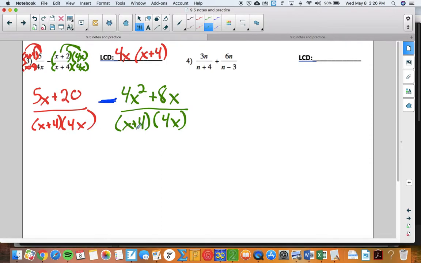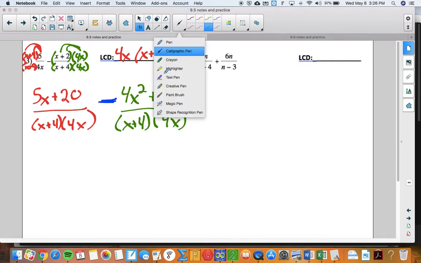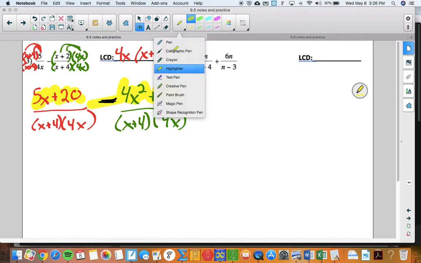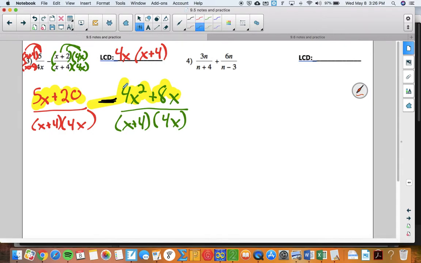Now that I have a common denominator, I can subtract the numerators. I can take 5x plus 20 minus 4x squared plus 8x. But again, when we subtract, we need to be careful and realize that we're subtracting off the positive 4x squared and we're subtracting off the 8x, which really, when I add the opposite, is the same as adding a negative 4x squared, and the same as adding a negative 8x.